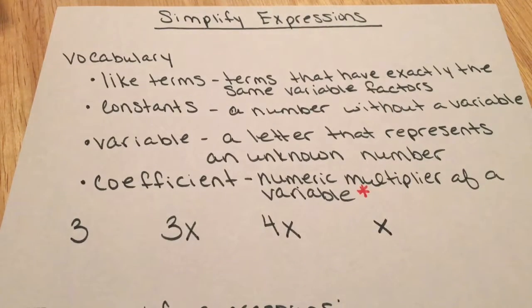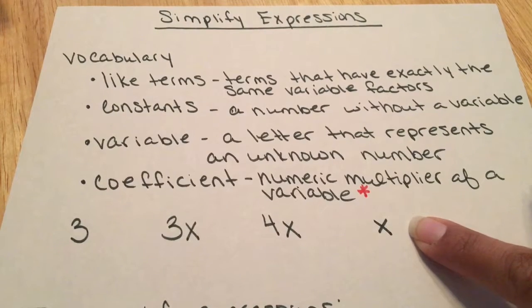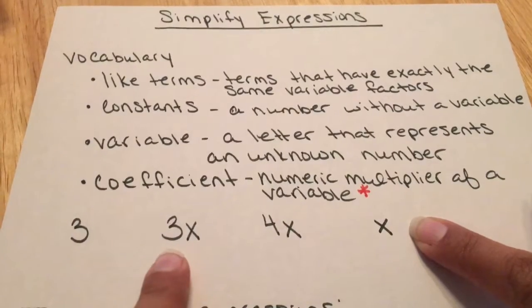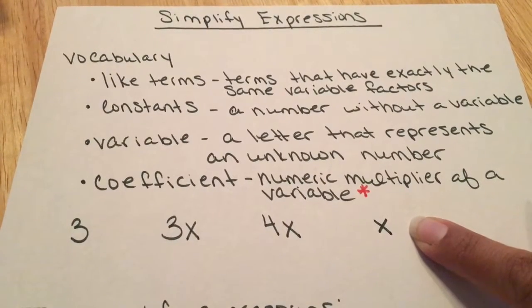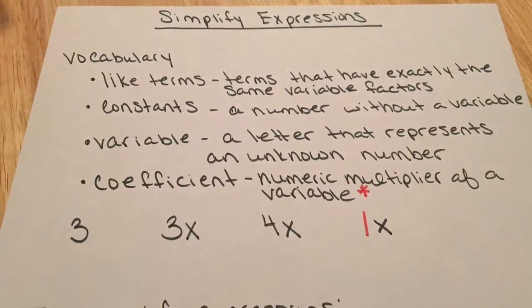But again, I have that little star there. In my last term that I'm looking at here, I see just an x. I don't see a number with it. Unlike with the 3x and the 4x where it was in front, whenever we see a variable by itself and there's no coefficient, it's an invisible coefficient of 1. So I'm going to make sure that I write that whenever I see some naked variable.